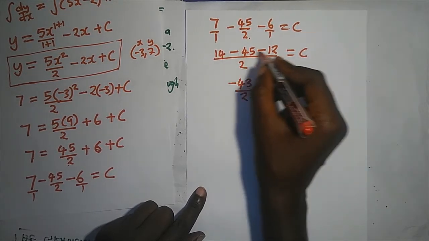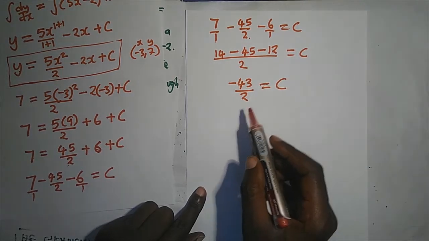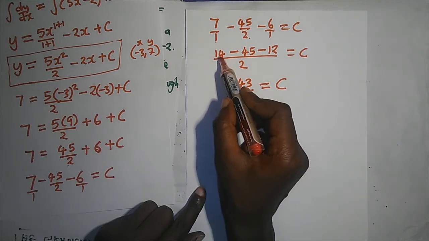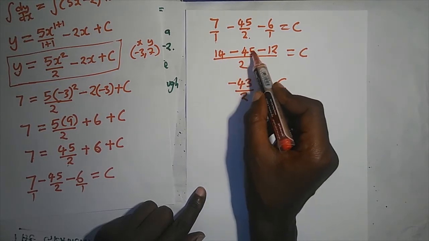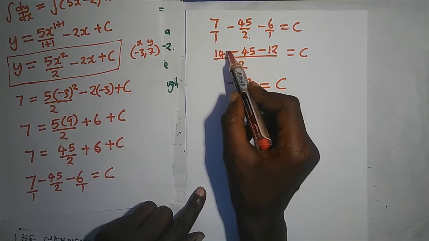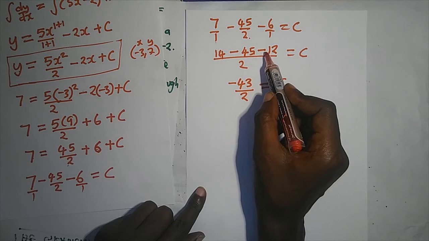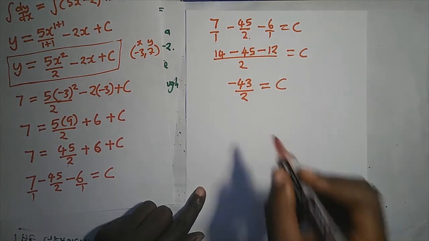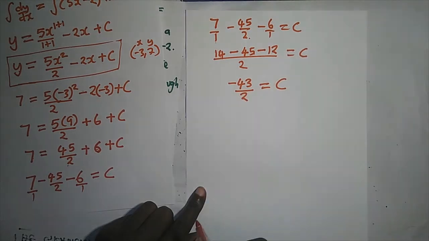Make sure you check it with your calculator, just to make sure that what we have is actually 43. So let's do it again. 14 minus 45, we have negative 31. Negative 31 minus 12 is 43. Yes. So our c is negative 43 over 2.